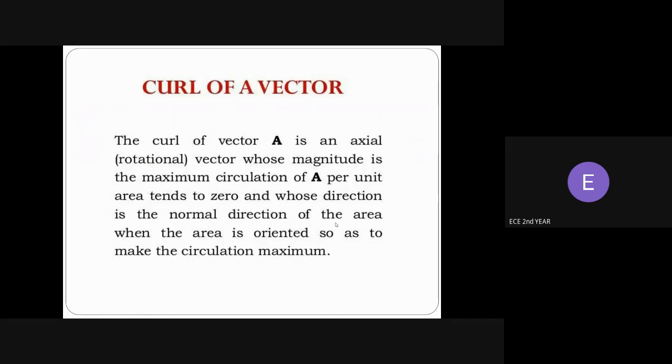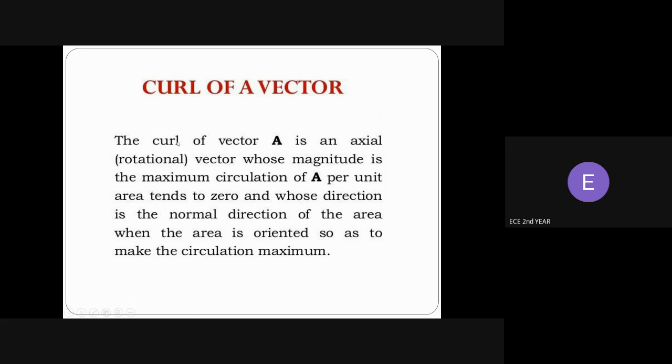Next, we will see the curl of a vector. We must see two operators of a vector. The first one is the divergence, and now we will see the other operator, that is curl, C-U-R-L. Curl is simply the rotational. The rotational of a vector is nothing but curl.